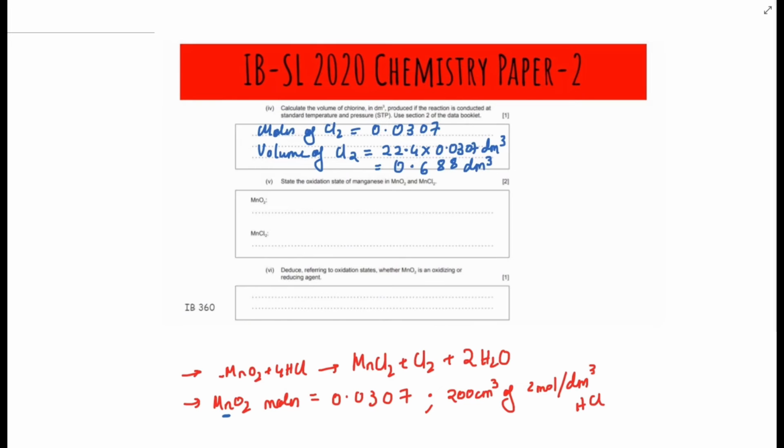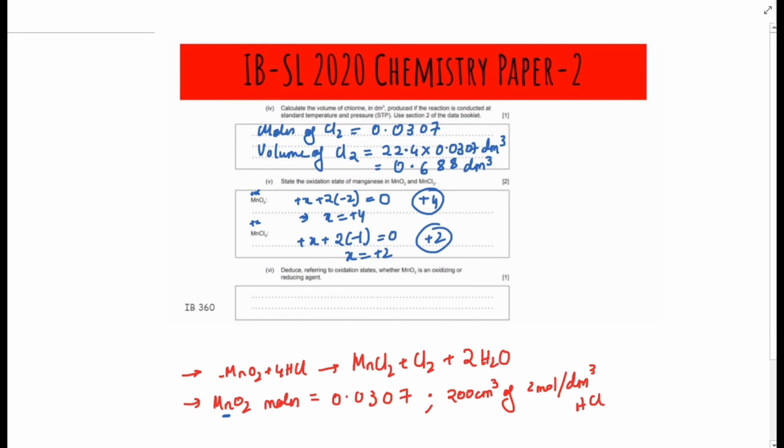In the next part, we need to find out the oxidation state of manganese in MnO2 and MnCl2. It's again fairly simple. Let's assume that the oxidation state of manganese in both of them is plus X. In MnO2, X plus 2 times the oxidation state of oxygen, which is -2, would be equal to 0 because this is a neutral molecule. So X is equal to +4. In the first compound, the oxidation state of manganese is +4. In the second one, let's assume it to be X, and we have twice Cl. Cl has a -1 oxidation state. So X is equal to +2. In MnCl2, the oxidation state of manganese is +2.